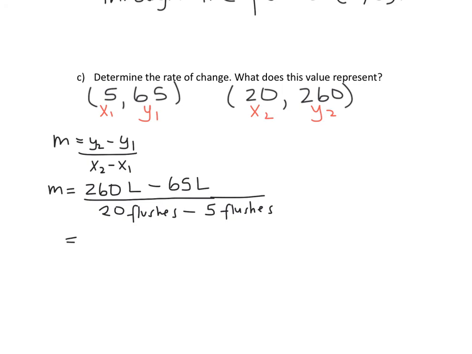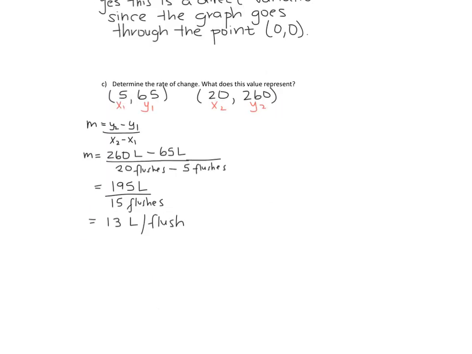So if I go ahead and do the math, 260 minus 65 is 195 liters. And 20 flushes minus 5 flushes is 15 flushes. And if I divide 195 divided by 15, that works out to 13 liters per flush. So our rate of change is 13 liters per flush, and that is really what that value represents. It means that every flush of the toilet uses 13 liters of water. So one single flush uses 13 liters of water.